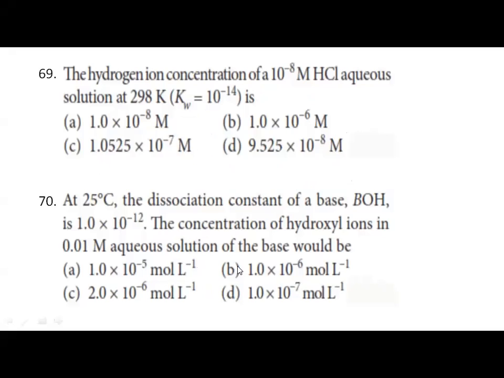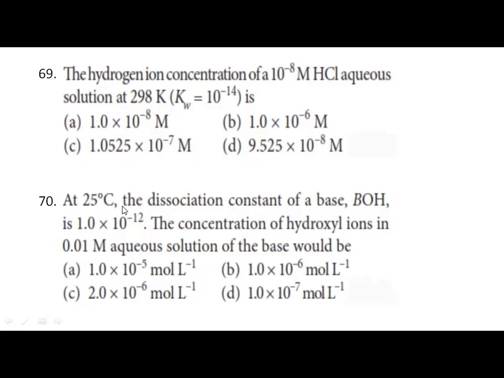So the correct option is 1 into 10 raised to minus 7 molarity. Yes. So which is the correct option? 1.0525 into 10 raised to minus 7 molarity. It comes around, I have taken it rounded off to 1.1. Is that right? Next question.